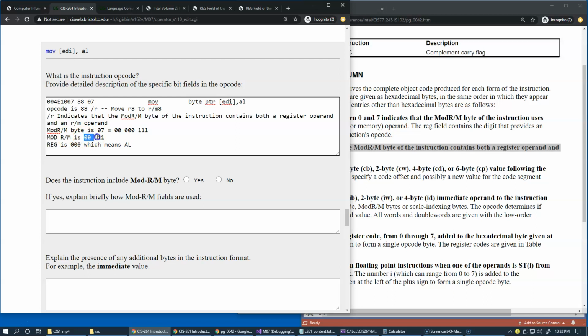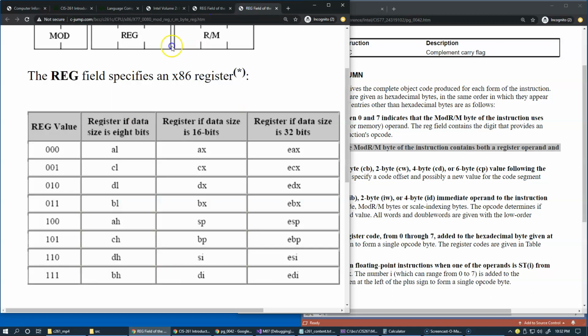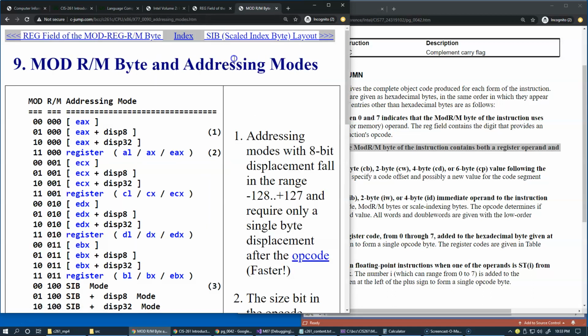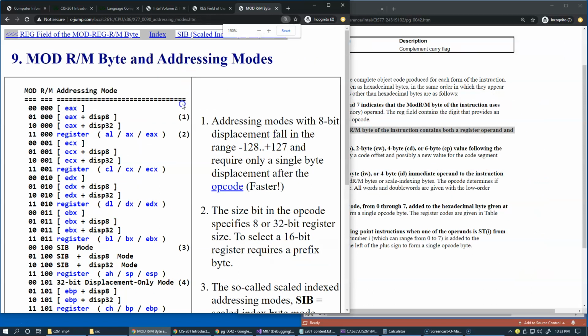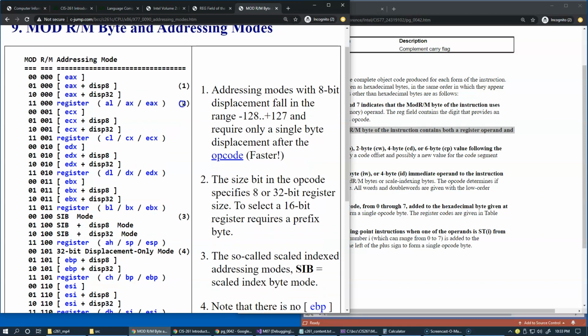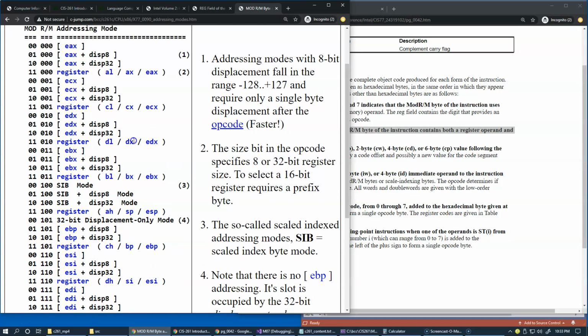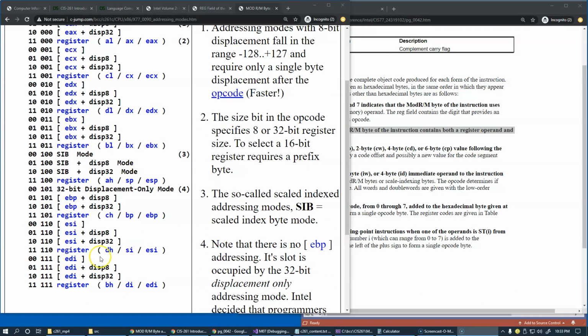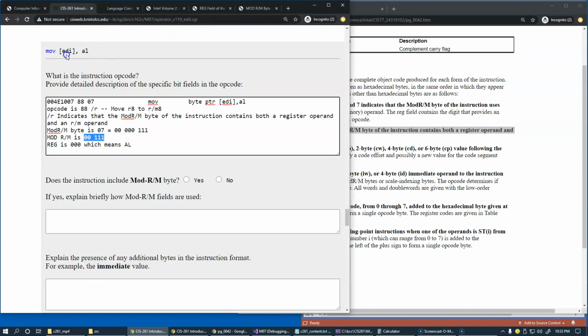And so what is mode RM? It's 00111. So let's look this up in addressing modes. So we need to locate once again 00111, which is close to the bottom of this list, and it indicates EDI, right? So this is EDI, obviously, exactly what our instruction is doing.